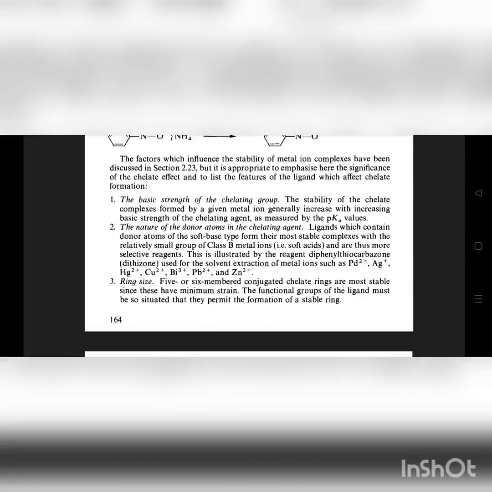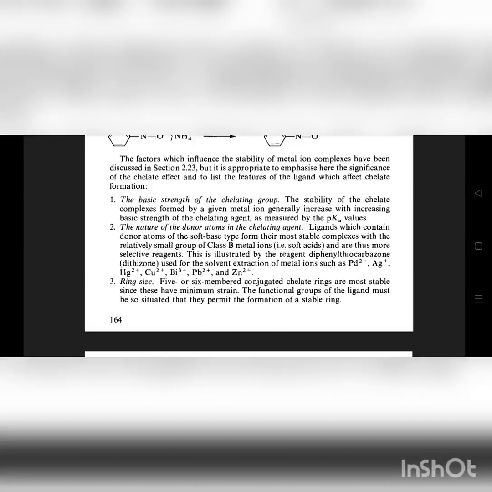but it is appropriate to emphasize here the significance of the chelate effect and to list the features of the ligand which affect chelate formation. The basic strength of the chelating group: the stability of the chelate complexes formed by a given metal ion generally increases with increasing basic strength of the chelating agent as measured by the pKa values. The nature of the donor atom in the chelating agent: ligands which contain donor atoms of the soft base type form their most stable complexes with the relatively small group of class B metal ions and are thus more selective reagents.